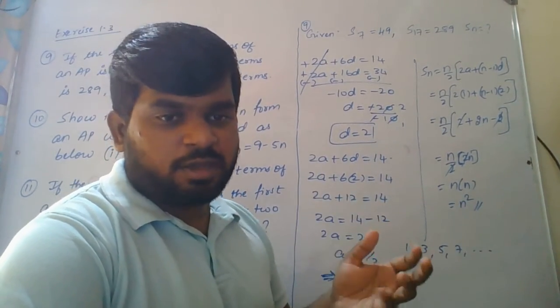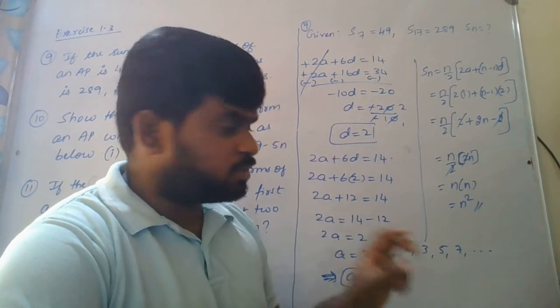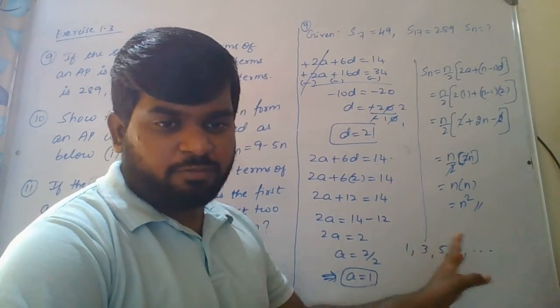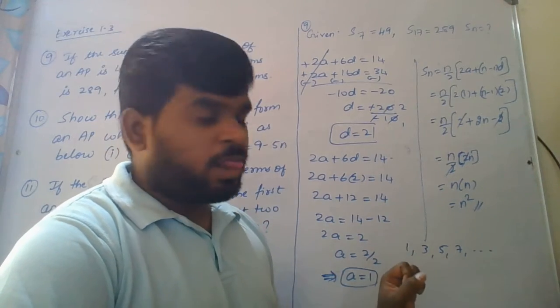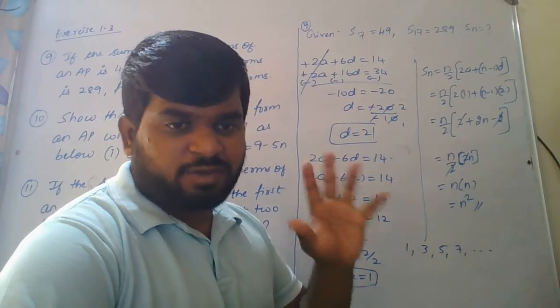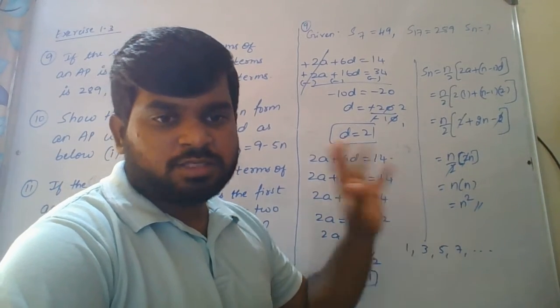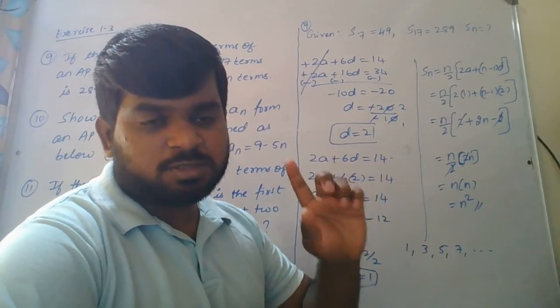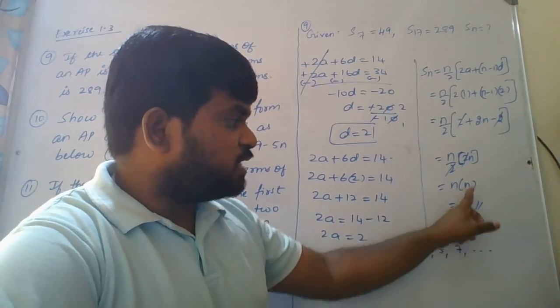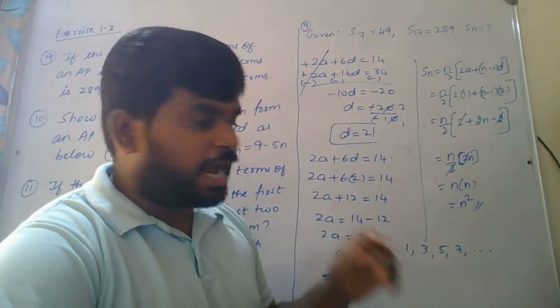Suppose you are taking 5 odd numbers from the beginning: 1, 3, 5, 7, 9. If you add them, how much do you get? It's simply this formula, the sum of the first 5 odd numbers. The formula is n square, so 5 square is 25.